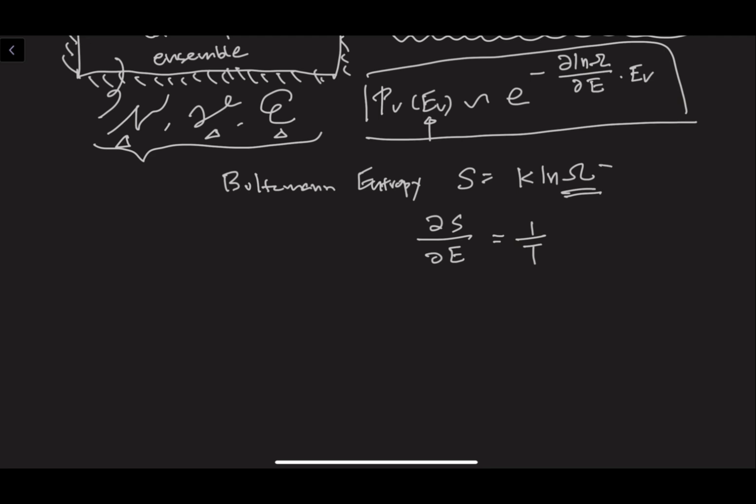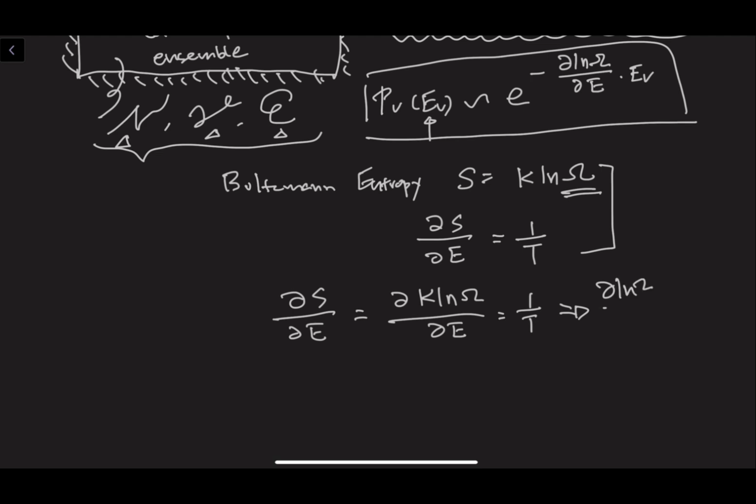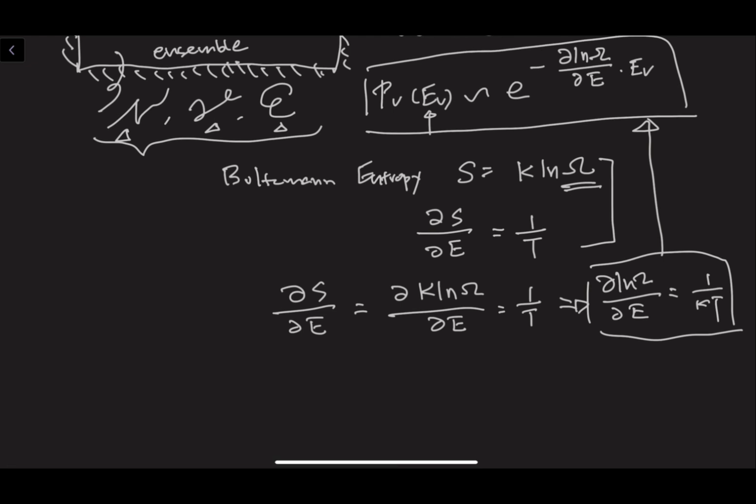So now you combine these two together, what do you get? You have partial S, partial E, which plugging in the expression is partial k log omega, partial E, equals 1 over T, which means that partial log omega, partial E equals 1 over kT. Okay, so this is a very interesting and important result for our derivation. Again, it comes from some fundamental knowledge of thermodynamics, which we'll introduce in a different video. But for now, let's just take this result and plug it back in here and see what we get, right? So now we know partial log omega, partial E is 1 over kT.